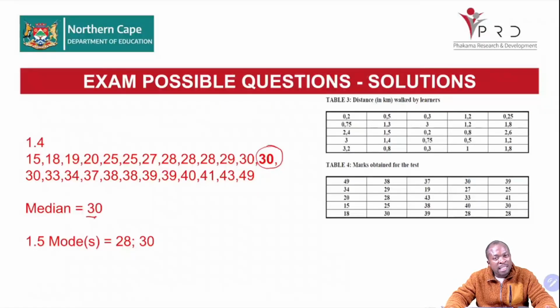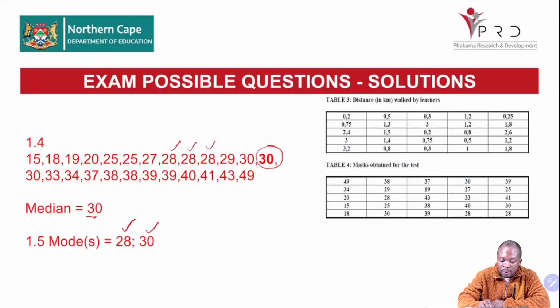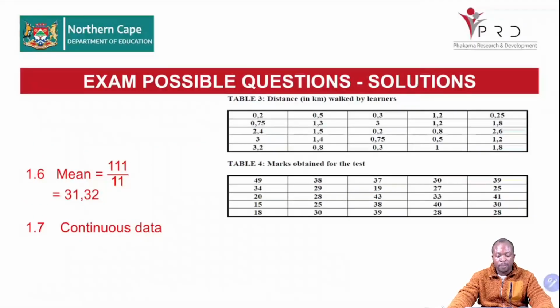Then we get to mode. Do you remember what I said about mode? The most appearing value. So you can see here in our data set, the number 28 appears the same as the number 30. So the 28, how many are there? We have 1, 2, 3. And then 30, we have 1, 2, 3. There are those two numbers which appear more than all the other values. That's why you see me writing both of them. Don't forget that.